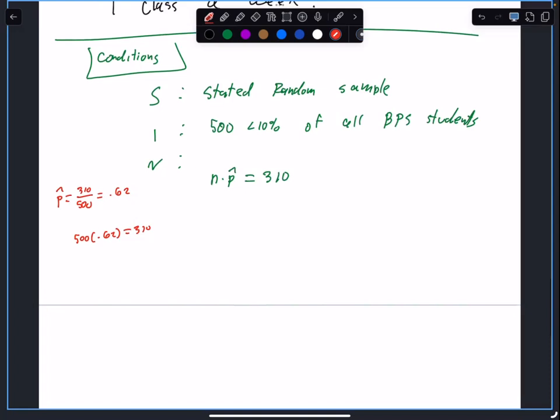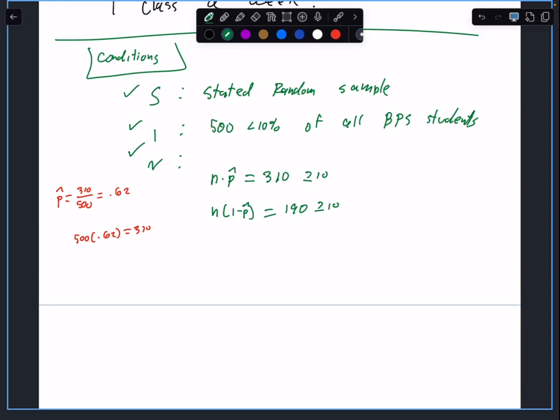And N times 1 minus P hat, well, that's just how many are left over. So how many people didn't skip at least one class a week? That's going to be the 190 students left over. That's at least 10, and that is at least 10. Check, check, check. All the assumptions are successful.